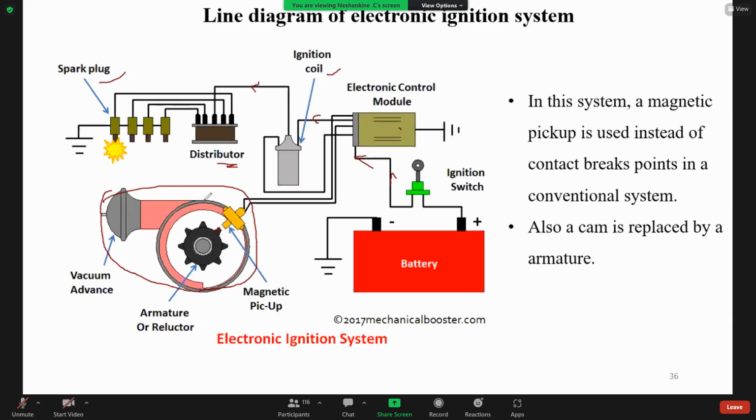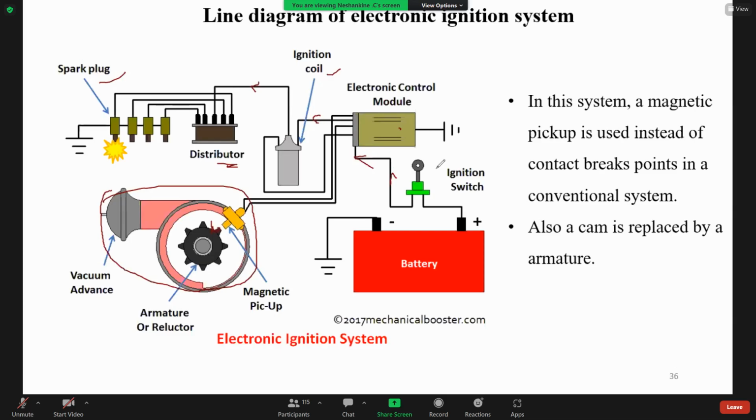We have the armature instead of a contact breaker. In the magneto and battery ignition systems, the camshaft is used to switch on, open and close the contact breaker. Here, this one is totally controlled by the electronic control module. If this portion comes here, at that time the signal is stopped.